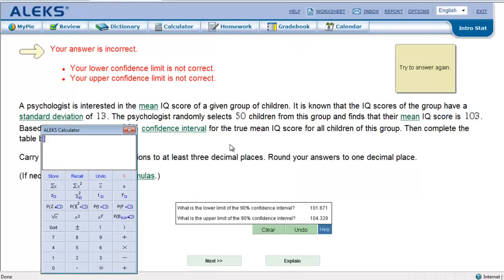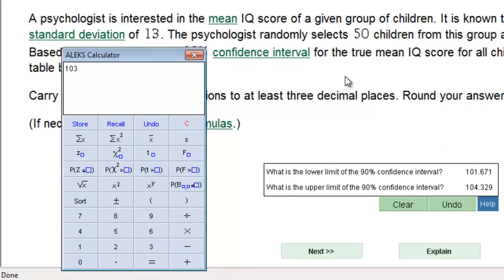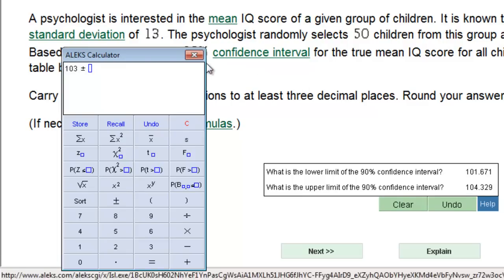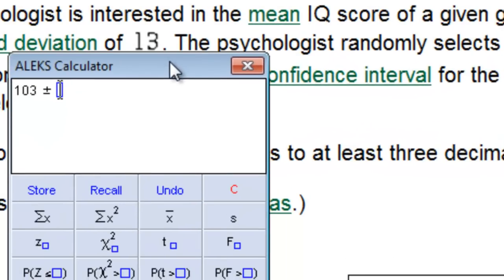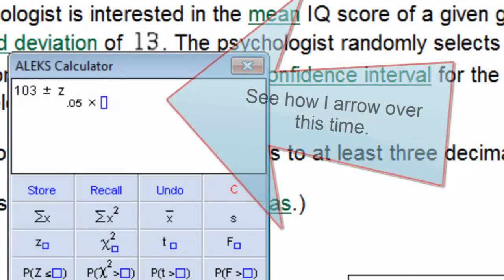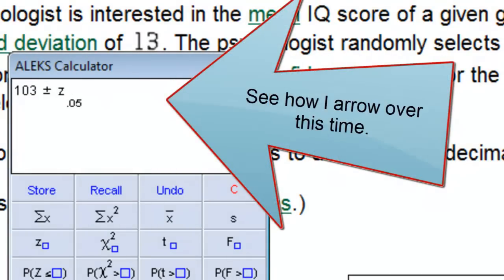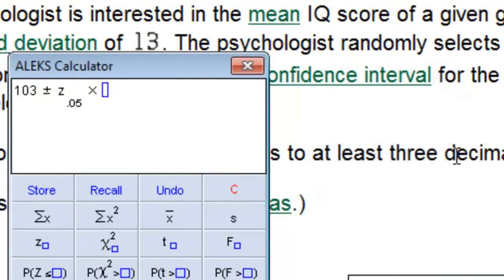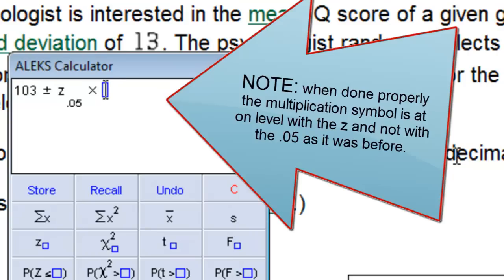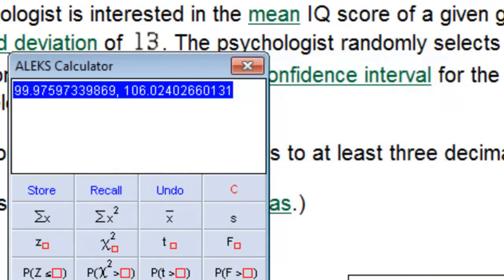Okay. Mean 103. Maybe I typed something in wrong. Plus or minus. I want a 90% confidence interval, right? So let me just type in 0.05 in there. And we're multiplying z by the standard error, which is sigma 13 divided by the square root of the sample size, which is 50. Enter. Oh yeah, it was way off.